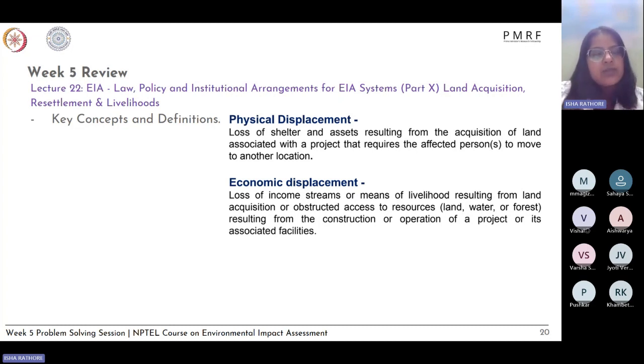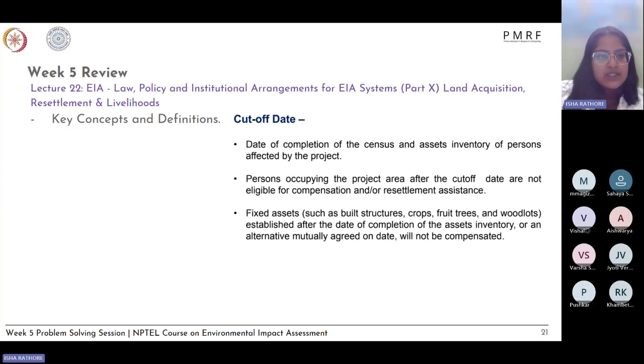The second is economic displacement, where your land, your livelihood earning source, for example, of agriculture, is being taken for the development of a project. So that is economic displacement. That is, your livelihood means is being acquired or obtained. So that is economic displacement. So these were the key concepts definitions.